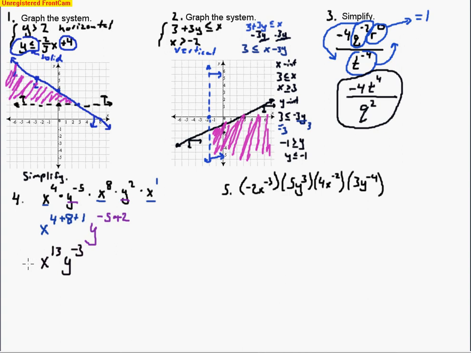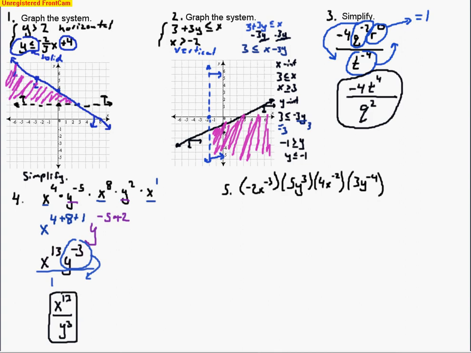So what you need to do is write this as a fraction. Just draw a fraction bar here. You can put 1 underneath if you want, because if the number were just 4, you'd write it as 4 over 1. You just take the negative exponents and switch their location in the fraction, and then you'll have your answer. So it would be x to the 13th over y to the 3rd. And that would be our answer.